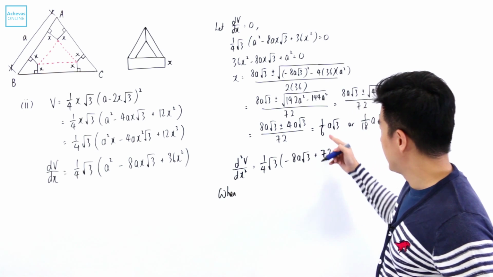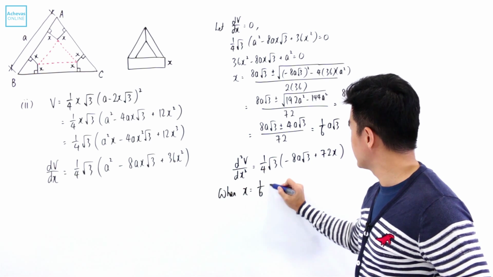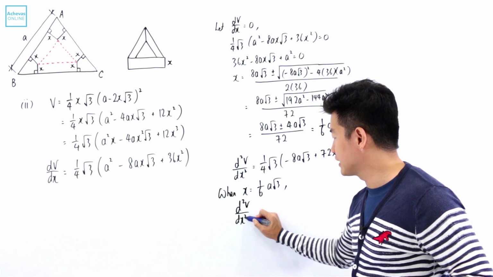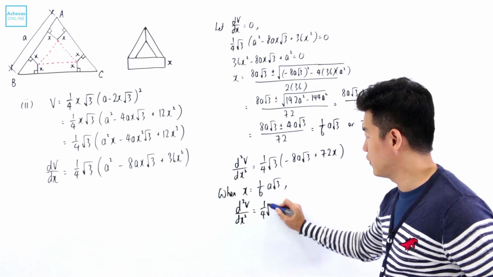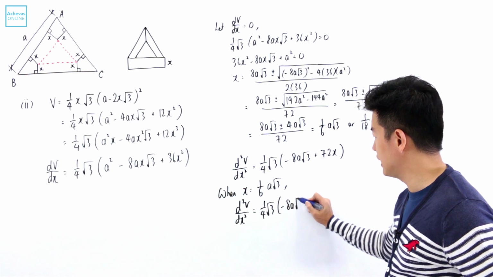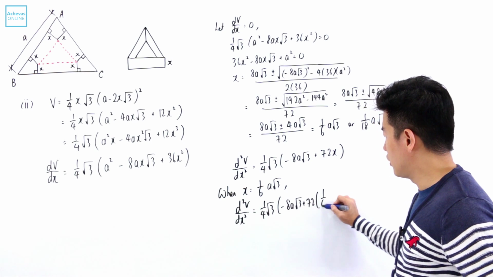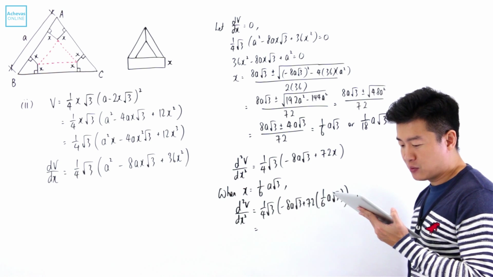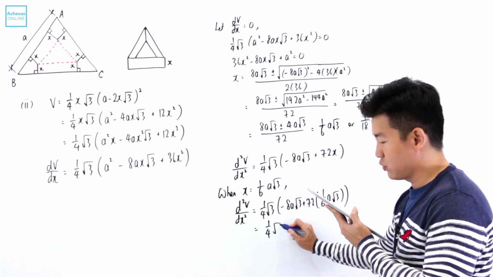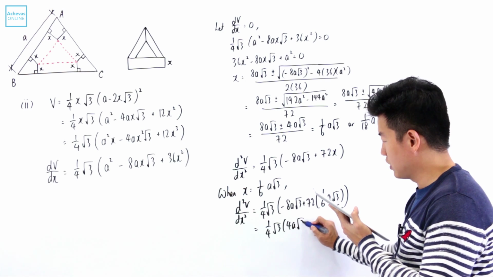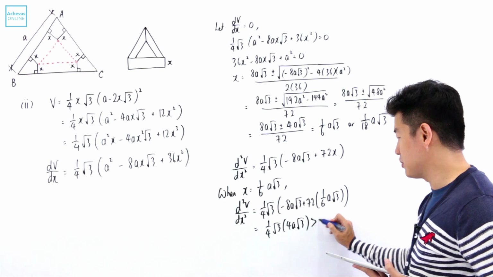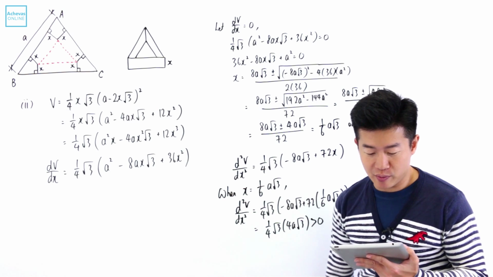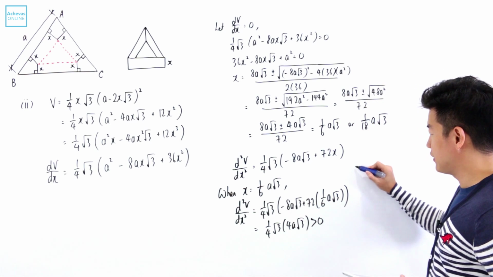Whichever one is less than 0 is going to provide the maximum possible v. So when x is 1 over 6a square root of 3, d squared v over dx squared is equal to 1 over 4 square root of 3 times minus 8a square root of 3 plus 72 of 1 over 6a square root of 3. If you evaluate, it is going to be 1 over 4 square root of 3 times 4a square root of 3, and this by itself is already positive. So I know this is going to give me a minimum v. It is not what I want, so I'm going to sub the other value.